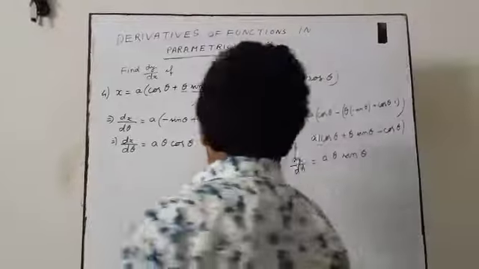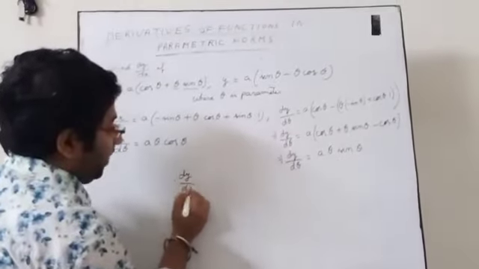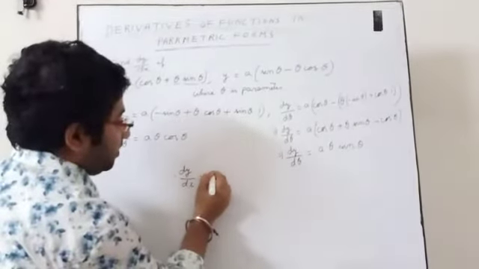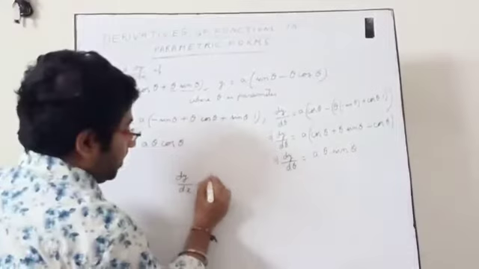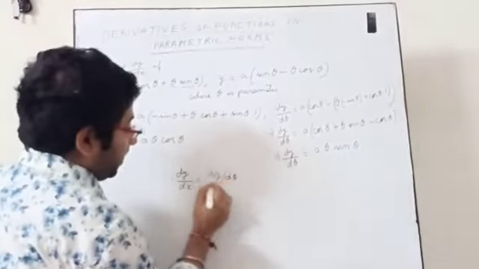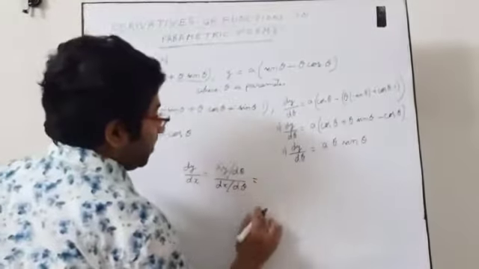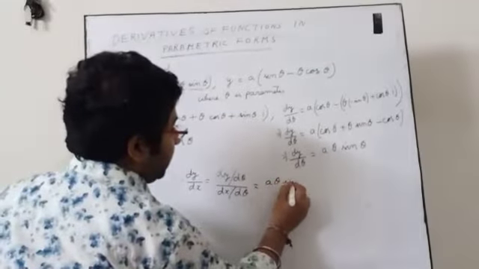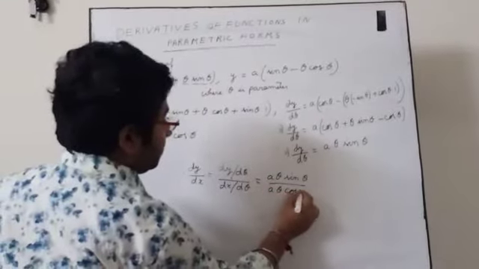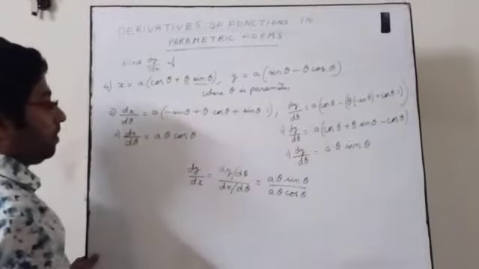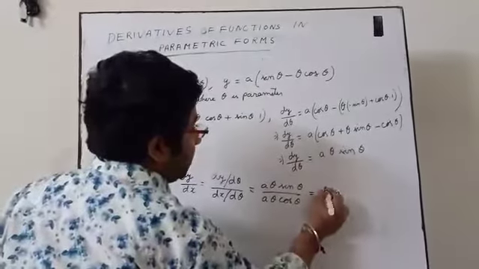Okay, so therefore the dy by dx formula will be what? dy by d theta divided by dx by d theta. So what is dy by d theta? a theta sin theta divided by a theta cos theta. Okay, so a cancels, and you are getting tan theta.